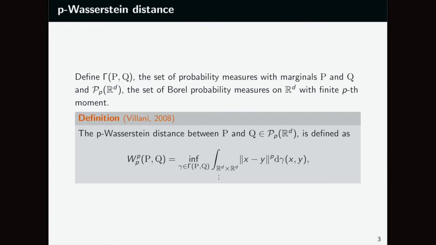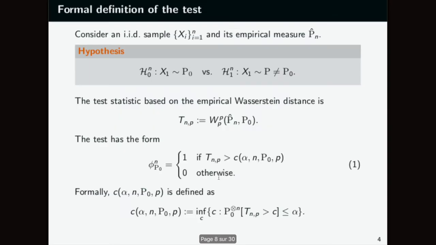We can now define the test relying on this metric. First, we'll consider an IID sample and the corresponding empirical measure P hat, and the hypothesis that we want to test here is that each element of the sample comes from a certain measure P0. We'll propose to use the empirical Wasserstein distance, that is the Wasserstein distance between the empirical measure and the reference measure P0, as a test statistic. The test will reject if this test statistic is larger than a certain threshold that is calibrated such that the type 1 error is going to be at most alpha.